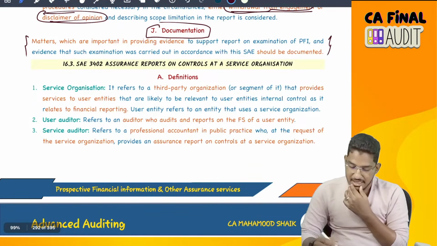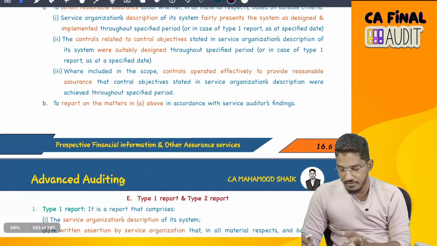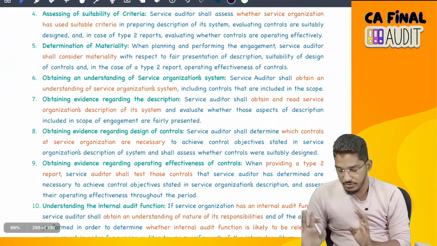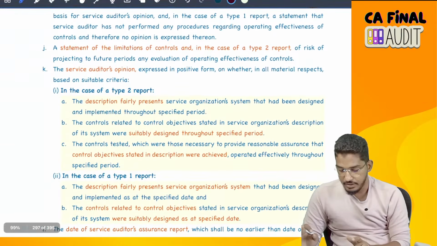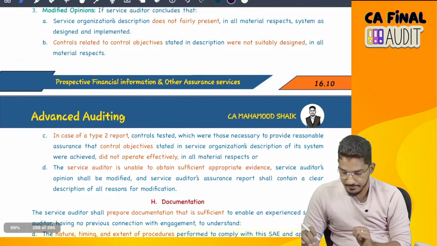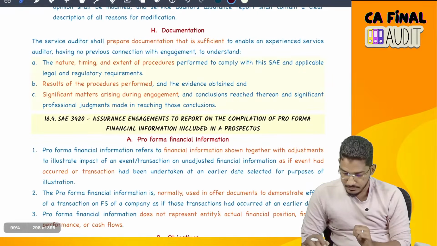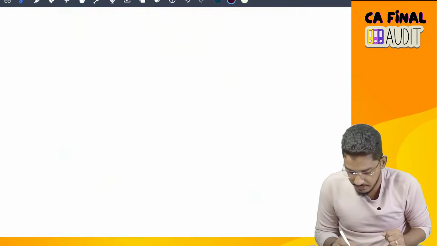Okay, then we have SAE 3402. This I will try to summarize. This entire standard I will not read from here. I will try to summarize the entire discussion in the form of one quick overview and explain it. SAE 3402, I will try to explain in a quick manner, so please pay attention.